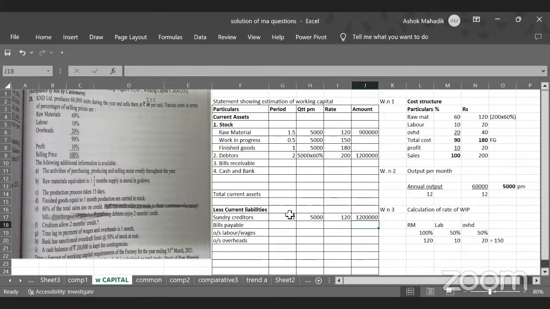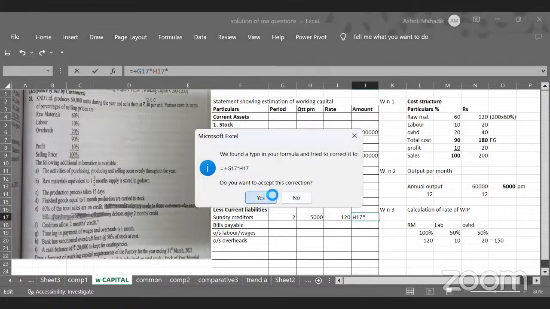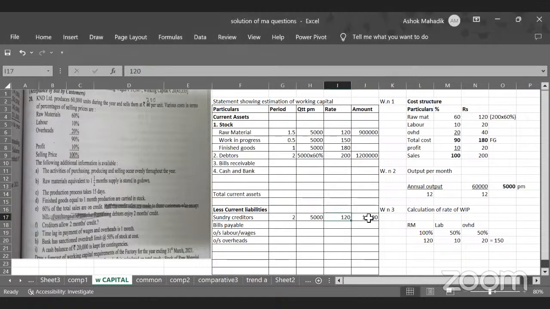Just check if I'm missing out any item. No? Do it again. Please calculate. I'll repeat it. 2 into 5,000 into 120. That was correct. Okay, next one.